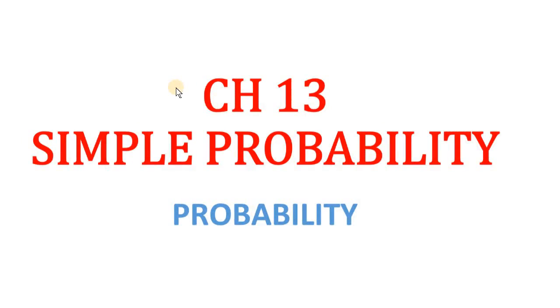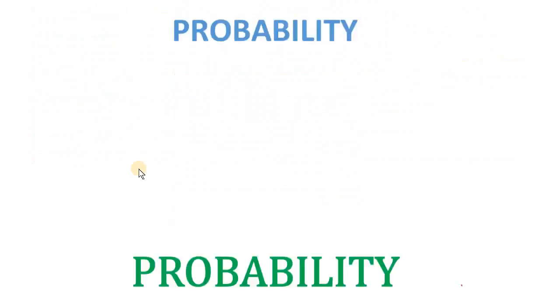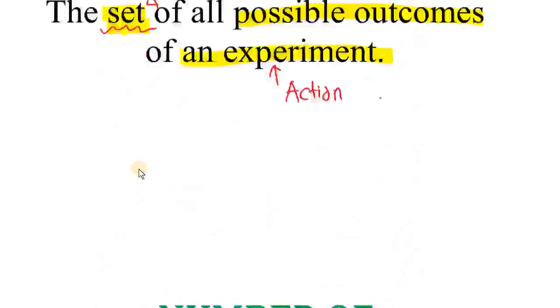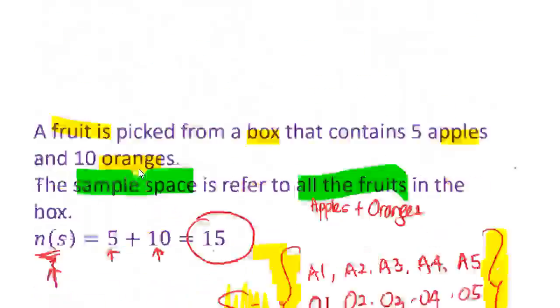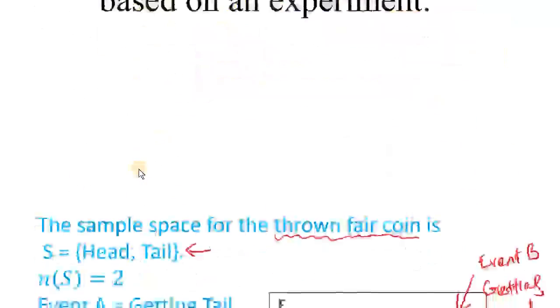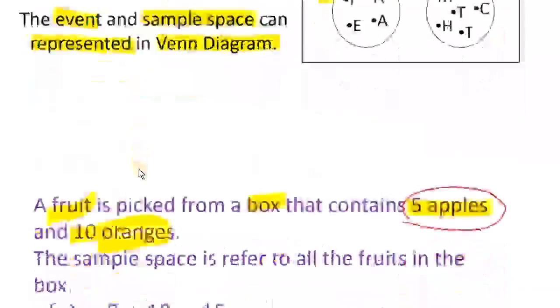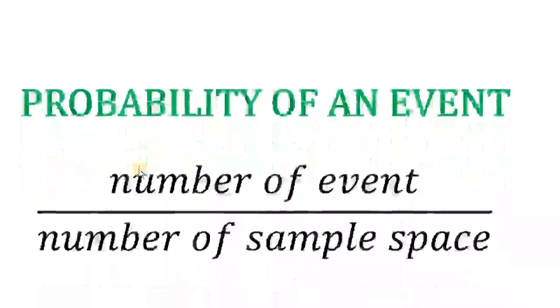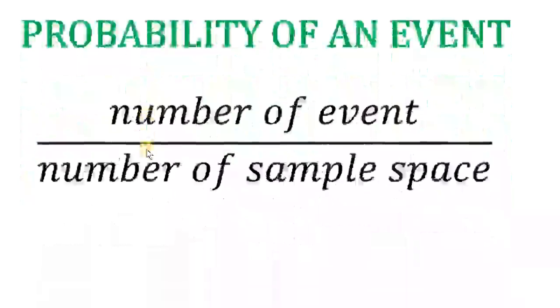We will continue in the same chapter, chapter 13, simple probability. So in my previous video, we already did the sample space and events. So now we can go to see how to calculate the probability of an event. So now the probability is counted by using the fraction.